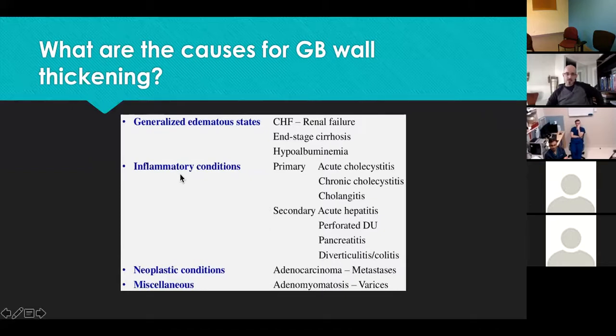Lots of different inflammatory situations can do that. Cholecystitis itself, but also chronic cholecystitis, cholangitis, even inflammation and infections in the surrounding area can cause thickening of the gallbladder wall. Cancers and adenomyomatosis. So again, this slide, at least for us, is something that we need to know by heart. Very, very common question.